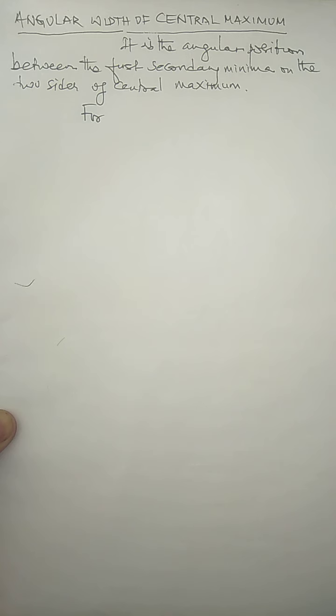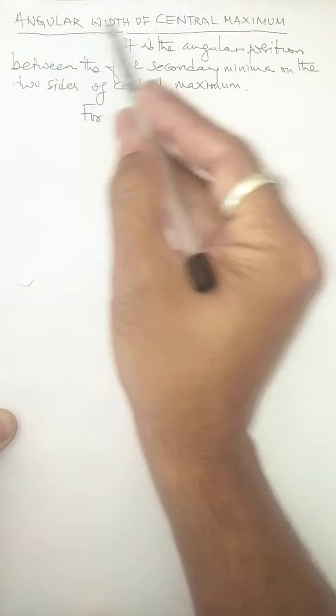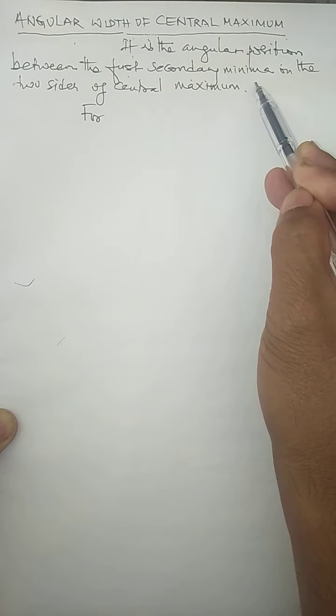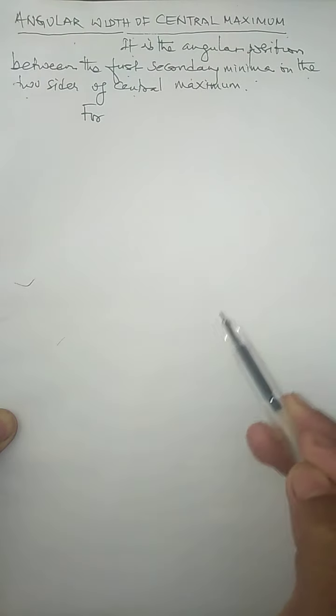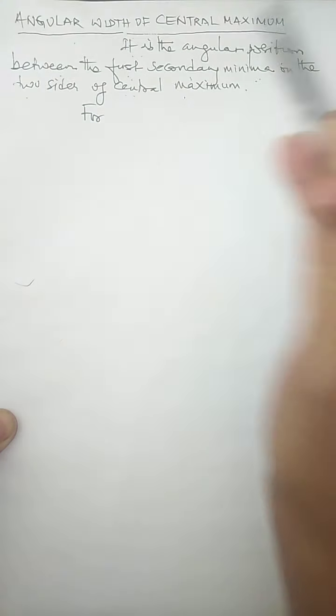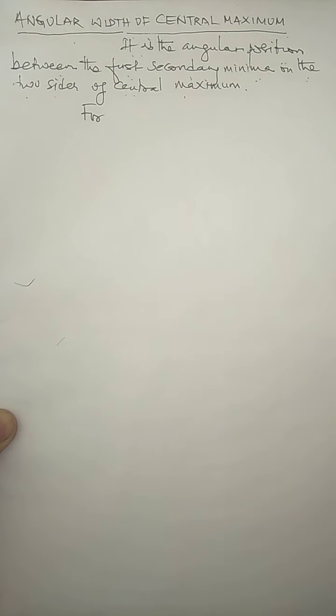You know, the center part of the diffraction pattern is always a bright fringe. That's why that band is called the central bright band, also called principal maximum. But that principal maximum, the central bright band, has an angular width. What width? Angular width. So what is the angular width of central maximum? It is the angular position between the first secondary minima on the two sides of central maximum. The angular position between the first secondary minima on two sides of central maximum is measured as the angular width of central maximum.